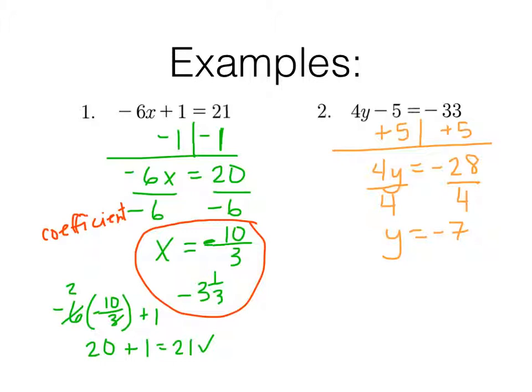Go back and check. 4 times negative 7 minus 5. 4 times negative 7 is negative 28. Negative 28 minus 5, negative 33. Remember, when we're subtracting from a negative, we get more negative. So I know I did that correctly.